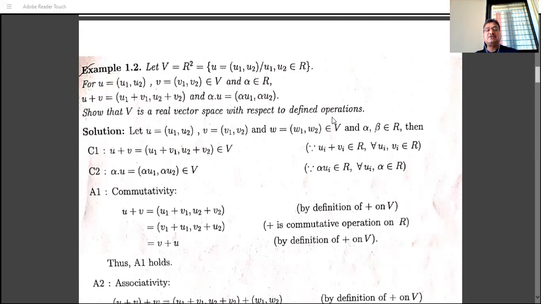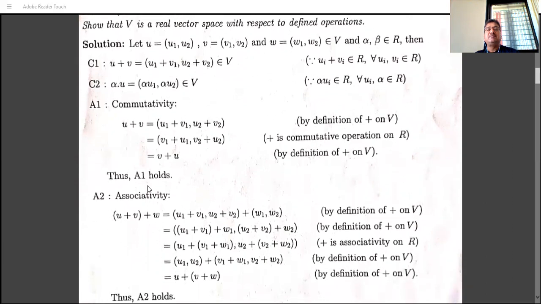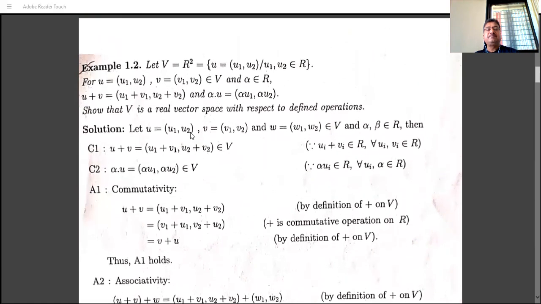Then show that V is a vector space. Again, show the first C1, C2, A1, A2, all these 10 properties. So u bar as u1, u2, v bar as v1, v2, w bar as w1, w2, the third element, and alpha and beta are scalars. Then u bar plus v bar is just the ordered pair u1 plus v1, comma u2 plus v2, and it is an element of V or R2, because it is an ordered pair. This is an ordered pair, alpha u1, alpha u2. And so the first two properties C1 and C2 are satisfied for V.